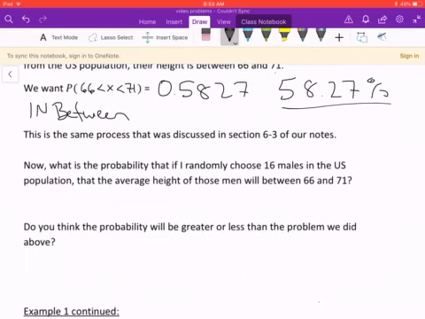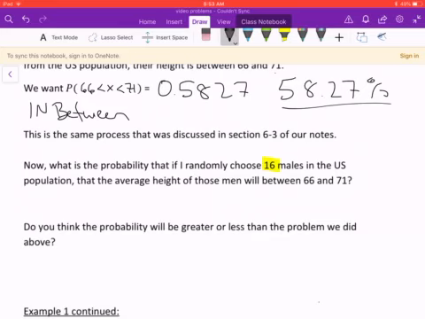It says, now what is the probability that if I choose 16 males from the U.S. population, the average height of those men will be between 66 and 71? So now I'm not just selecting a single person, I'm going to select 16 people and average their heights together. Notice I didn't reach the number I needed of 30, but since heights are normally distributed, we're not too concerned about the size of the sample.